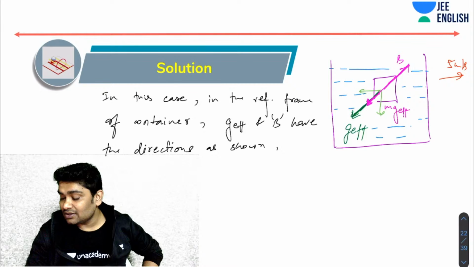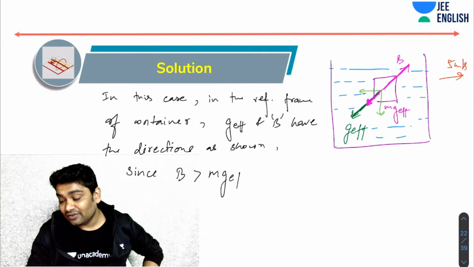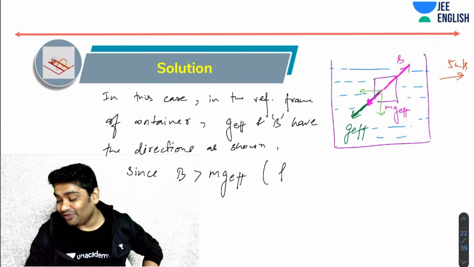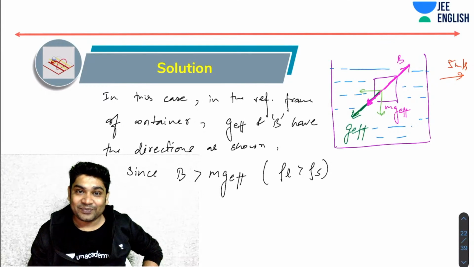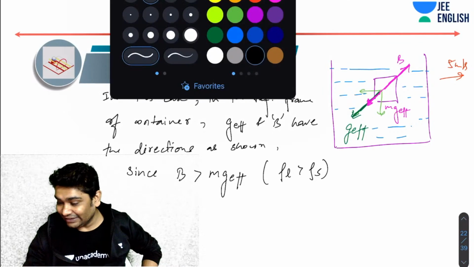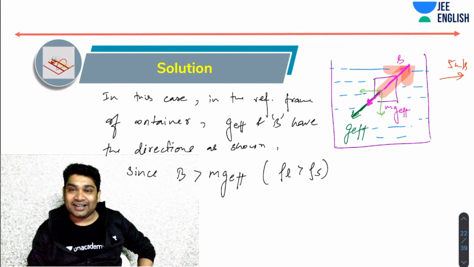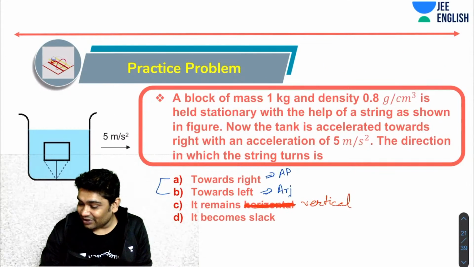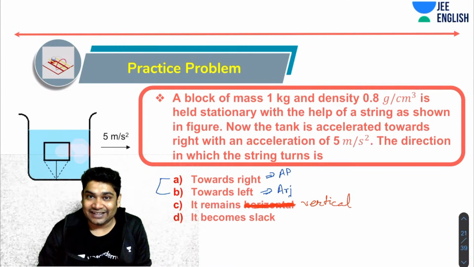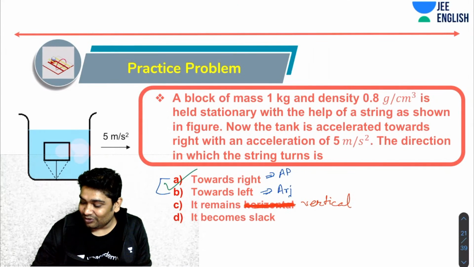Now, since buoyant force would be greater than mg effective, why? Density of liquid is greater than density of solid. So, which direction will win? Obviously the block will try to move in that direction. That is the direction of the net force, right? So that is why the thing will actually go towards the right. So A is the right answer. I don't know, most of you were answering B, but A is the right answer. AP is absolutely correct.